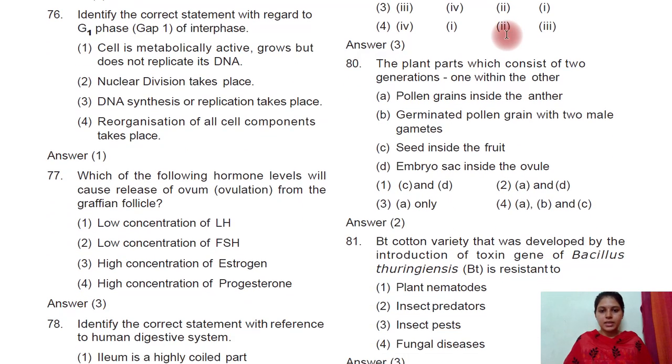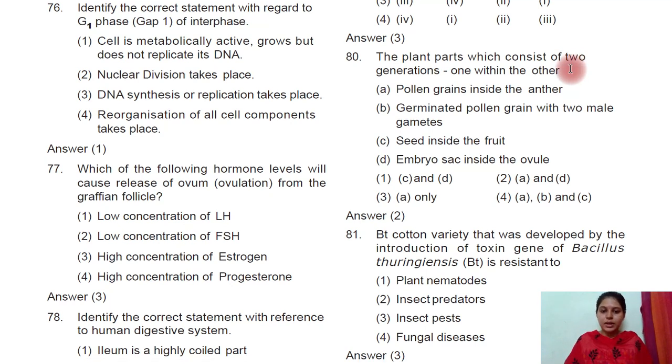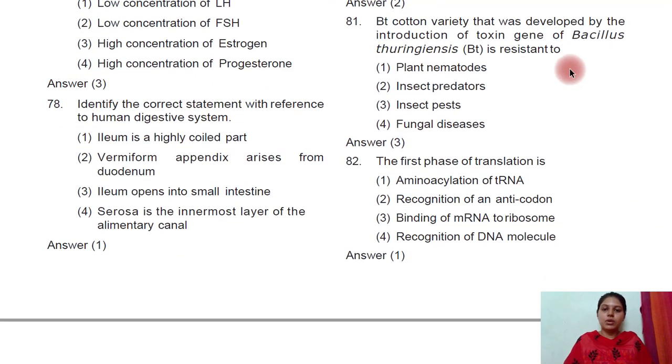And then the plant parts which consist of two generations, one within the other. Which means to say that pollen grains are inside the anther and the embryo sac is inside the ovule. So that's how it is, right? For that only, the plant parts which consist of two generations, they are asking. So that's the answer.